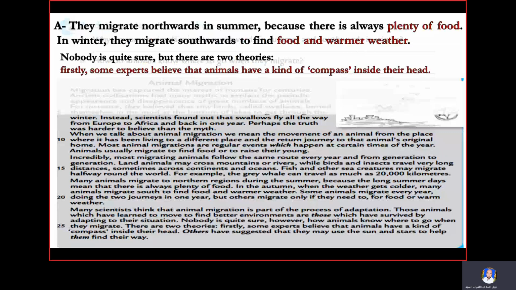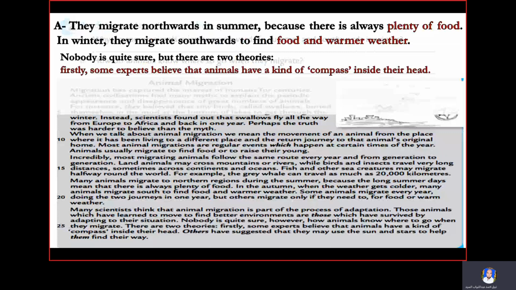Now read the article again. Are these statements true or false? Justify your answer. You have to give me your justification, if it's true or false. A. Migrating animals do not return to original homes. Is that true or false? Yes, this is false. Justify your answer. They return to their original homes.